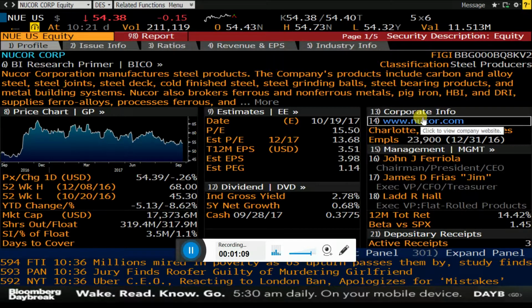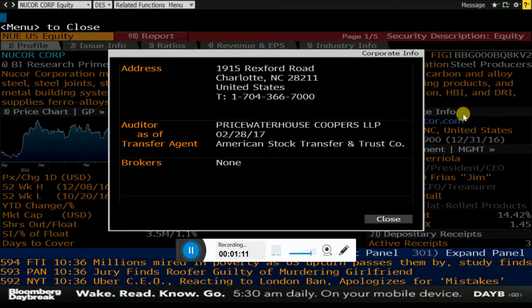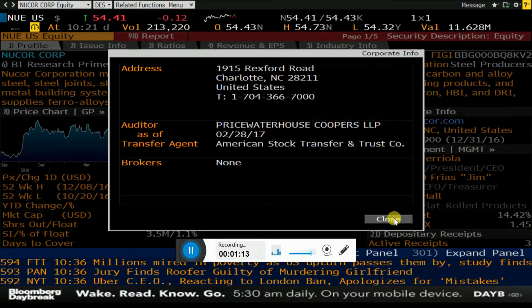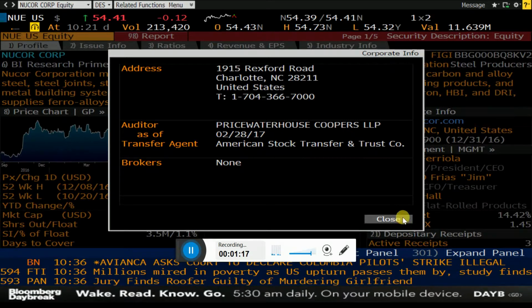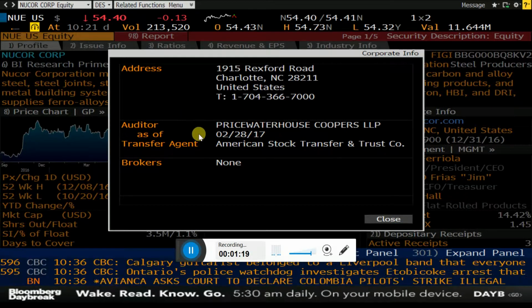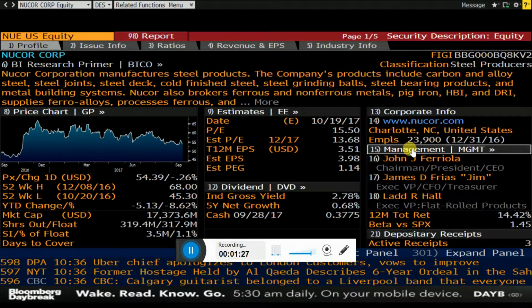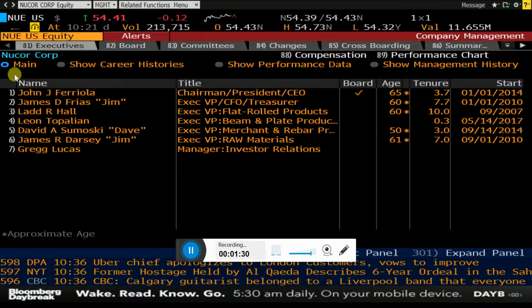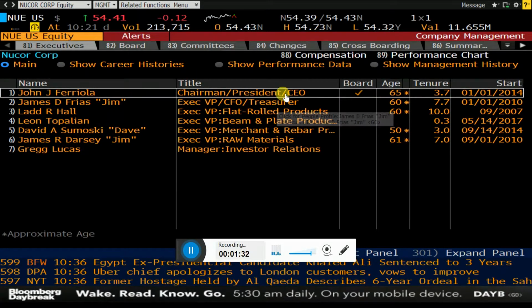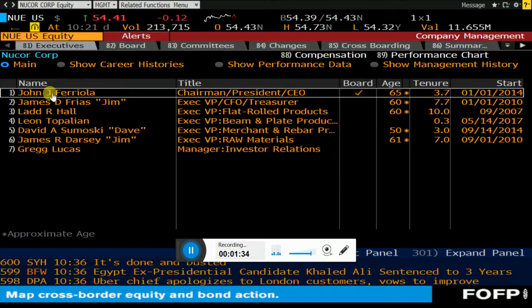We'll see the corporate info if you ever want to get in contact with anyone involved in Nucor. Here's their address. Here's the auditor as a transfer agent. And we do not see any brokers, but we can look at their management. We can see that the chairman and president or CEO is John J. Ferriola. We know that his age is 65 years old.